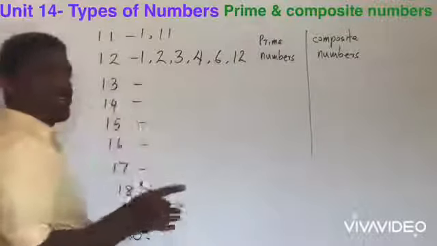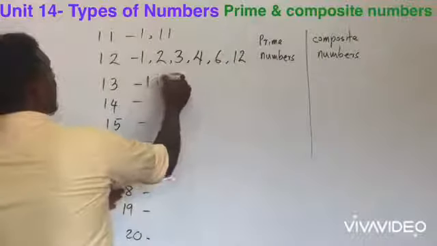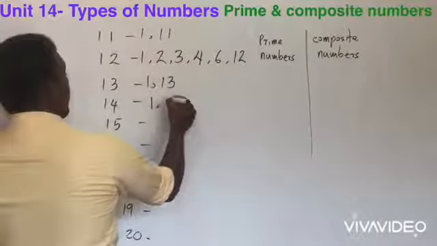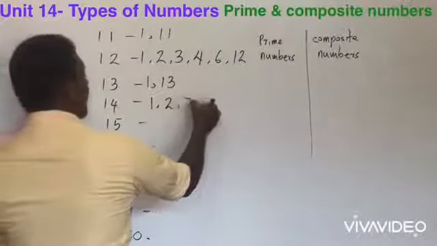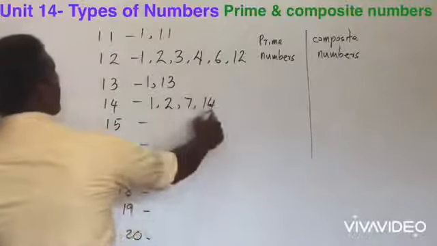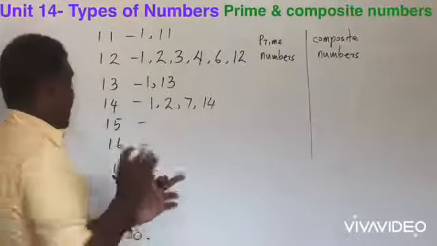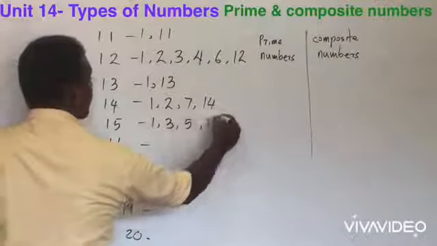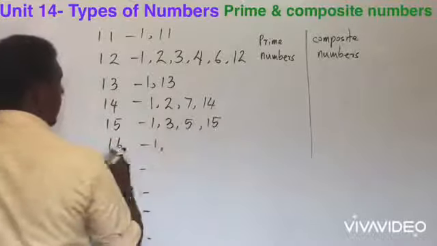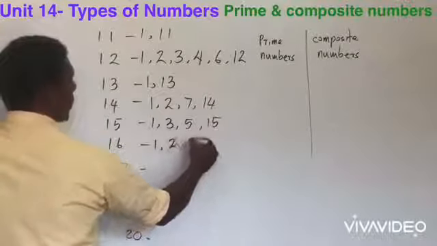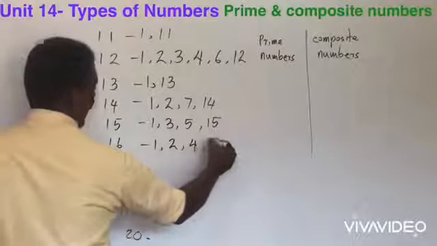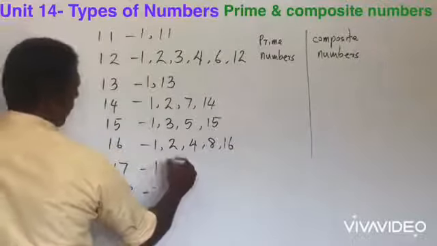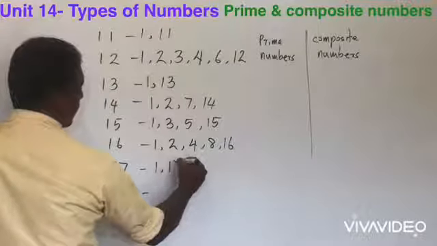The next number is 13, it is divisible by only 1 and 13. Then 14, it's divisible by 1, then 2, and 7 and 14. These are the factors of 14, only 4 factors there. Then 15: 1, 3, 5, 15. Then 16, it's divisible by 1, by 2, and also by 4 and 8, finally by 16.